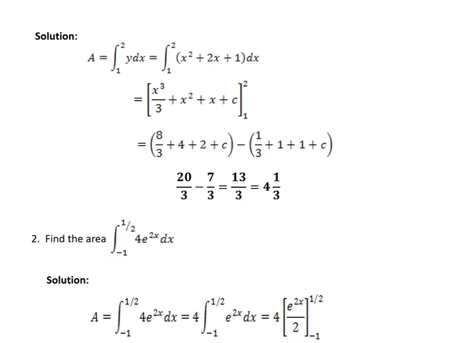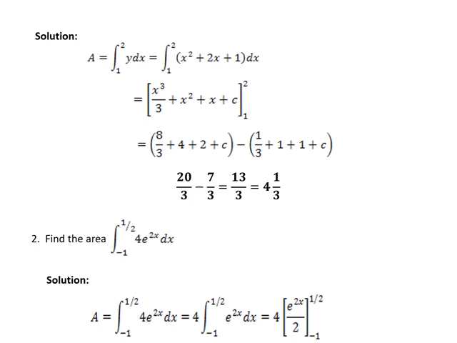Then minus, we now substitute the other value, which is 1. Put the minus sign there into that bracket. If we substitute 1 into that integral, we have 1 over 3 plus 1 plus 1 plus c. Then we evaluate and get our answer as 4 and 1 over 3.